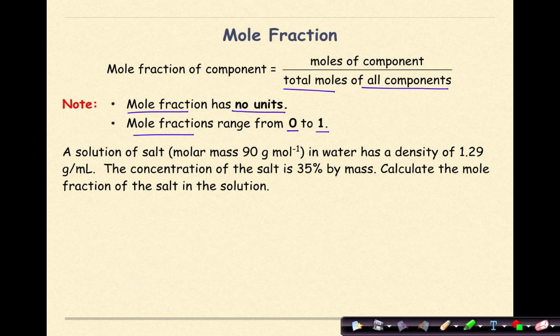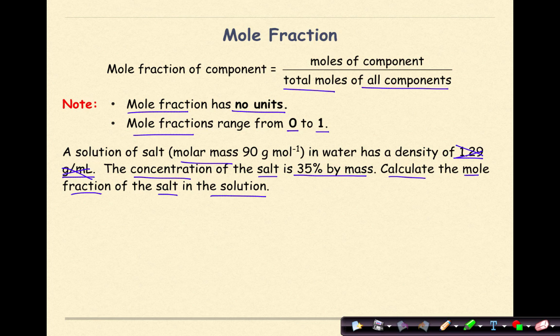A solution of salt with a molar mass of 90 grams per mole in water has a density of 1.29 grams per milliliter. The concentration of the salt is 35% by mass. Calculate the mole fraction of the salt in solution. Now, the first thing that we should notice here is that we really don't need to use the density because we're not involving volume. So we can basically ignore this part right here, because what we are trying to do is find the moles of our component over the total moles.